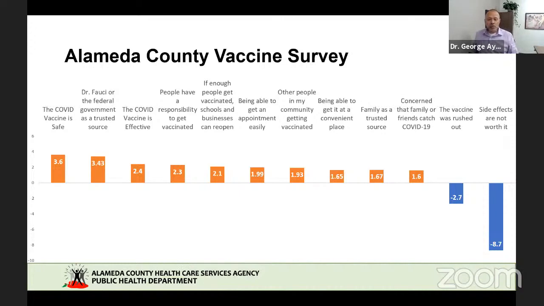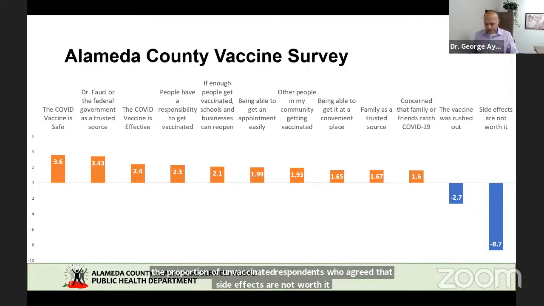So the proportion of unvaccinated respondents who agreed that the vaccine was rushed out was 2.7 times higher than for vaccinated respondents. And the proportion of unvaccinated respondents who agreed that side effects are not worth it was nearly 9 times higher than for vaccinated respondents.